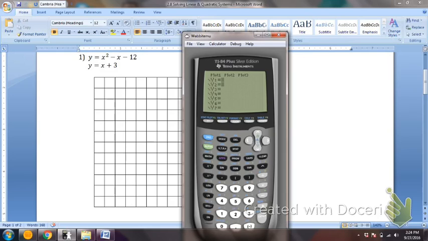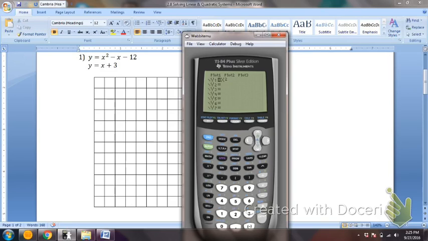Okay, so you can kind of see where my mouse is hitting, right? So we have y1, y2. This is where we're going to insert our equation. So your x is over here. See where my mouse is? That's your x key. It says x, t, theta, and n. Theta is that circle with a line through it. So our first equation is x squared. There's a squared key down here. Look where my mouse is. The squared key is down there.